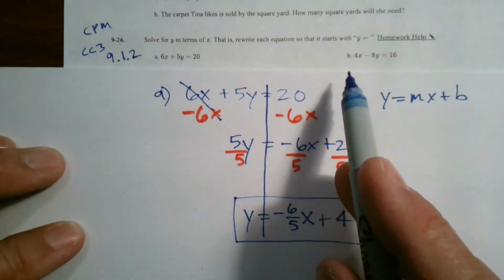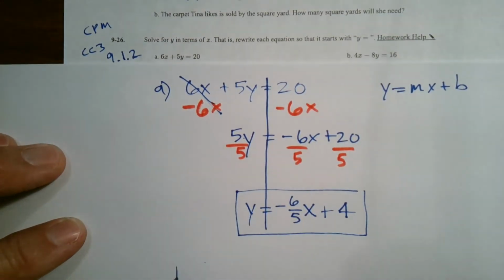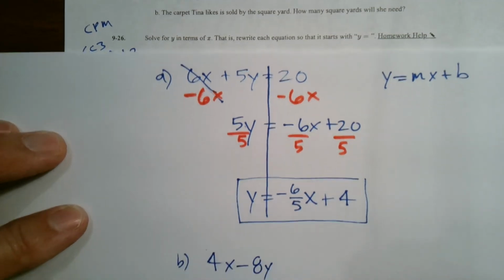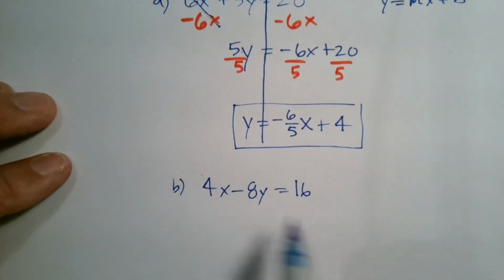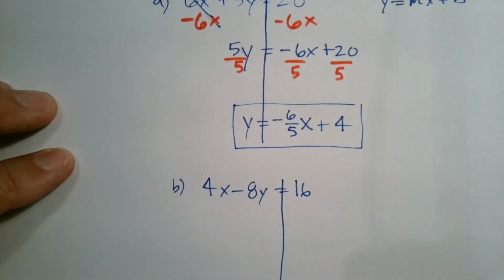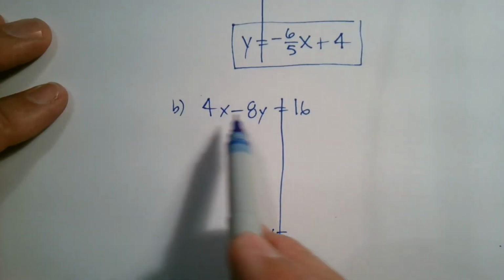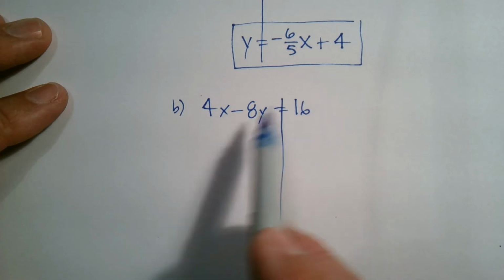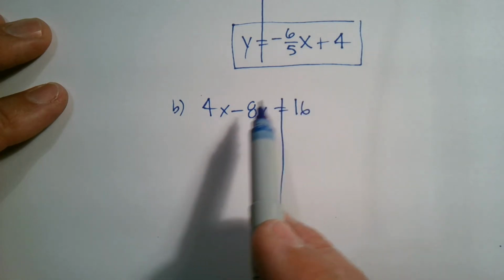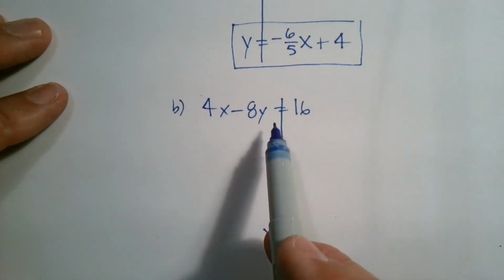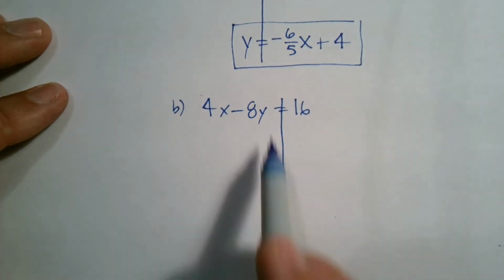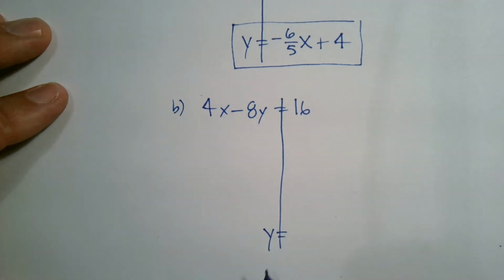Okay, so b looks like this. Let me rewrite b: 4x minus 8y equals 16. Once again, my goal is to get y alone. Sometimes you'll have y terms on both sides of the equation, and that means you need to get rid of it from one side and combine it on the other. In this case, we're safe. We don't have y on both sides, so I just got to get rid of everything on this side except for the y.